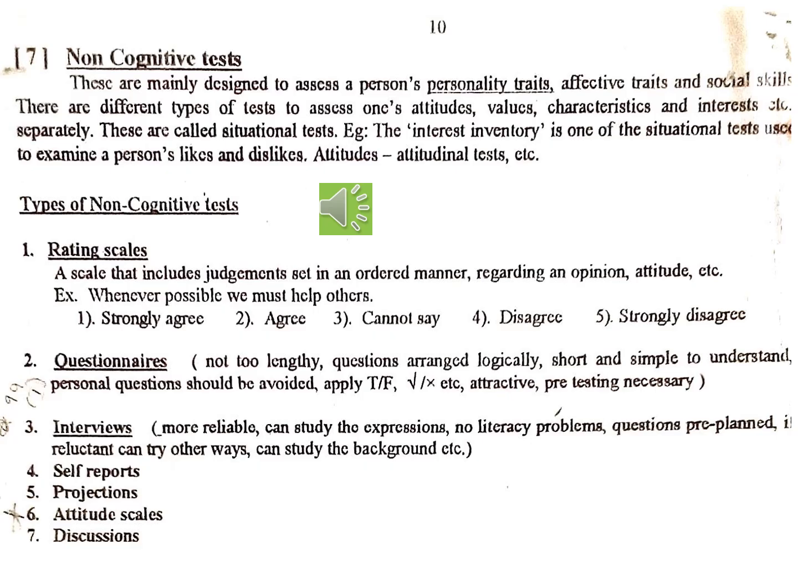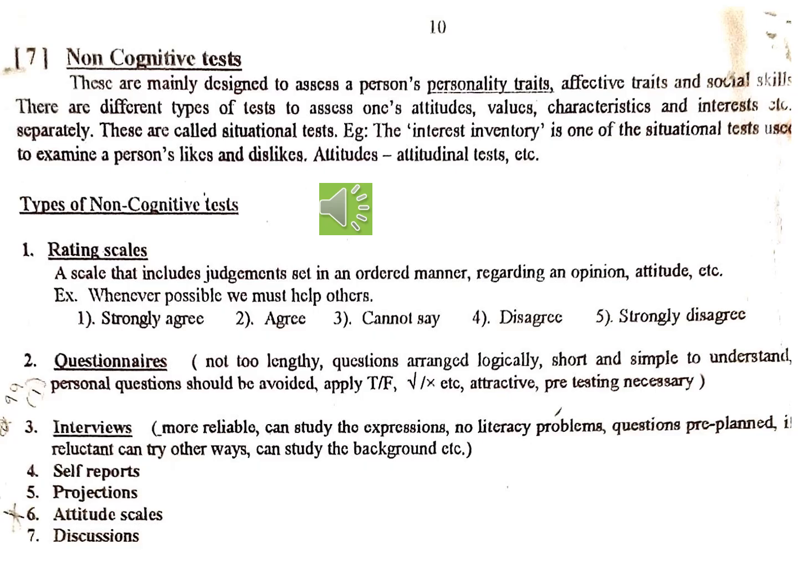Now what's that? A scale that includes judgments set in an ordered manner regarding an opinion, attitude, etc. Take this opinion or attitude: whenever possible, we must help others. Right? So we can't give marks or tallies. That's an attitude, an opinion. How can we measure that? By giving this rating scale.